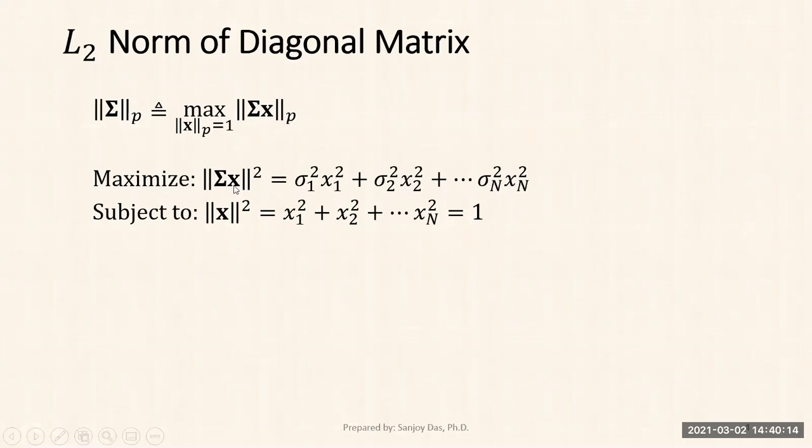So what the squared norm of sigma x is, we just saw: sigma 1 squared x1 squared plus sigma 2 squared x2 squared until sigma n squared xn squared. Also, which is highest? Sigma 1. Numerically, it's the largest, right? Then sigma 2, then sigma 3, and sigma n is the smallest. What should my vector x be? Anyone?